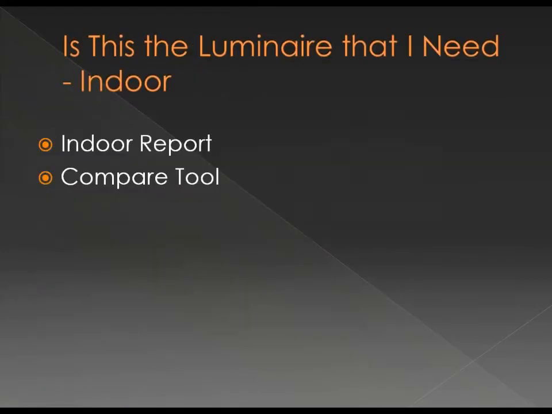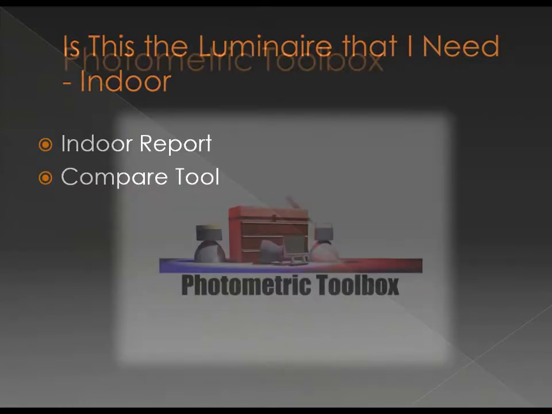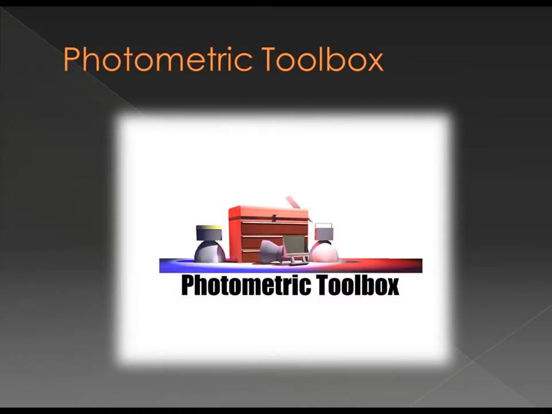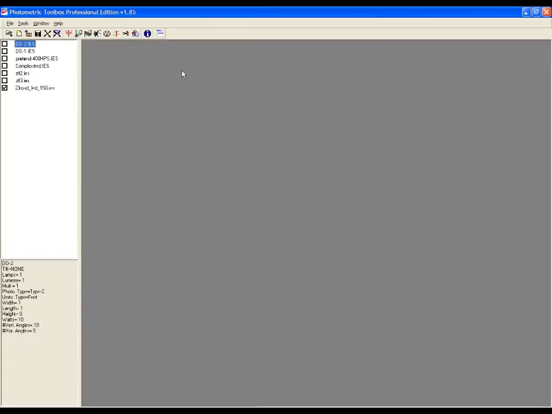There are two tools in Photometric Toolbox that will be helpful, the indoor report and the compare tool. There's so much information in an indoor report that rather than list it here, let's go right to Toolbox to check it out. Now first I may need to place a check mark in the box for the luminaire that I'm interested in. So for the indoor fixture, ZL Road LED is not going to do. That's an outdoor fixture. I'm going to select the ZLF3.IES and make sure that the rest of these are not checked because they're not the ones I'm interested in.